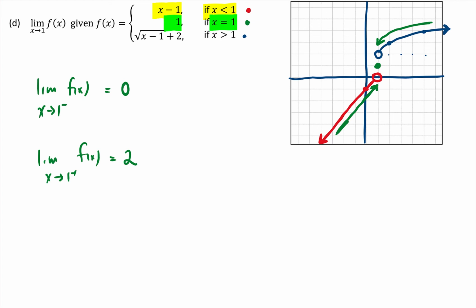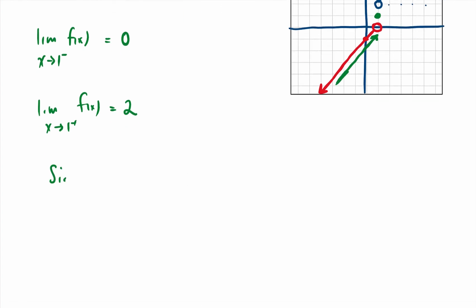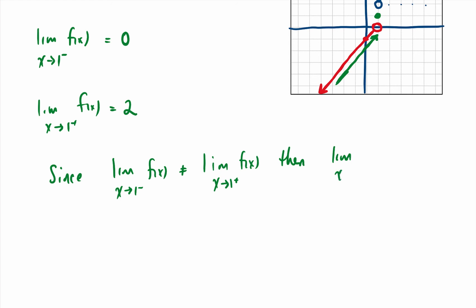So here's a scenario where the left-hand and the right-hand limits do not match up. And this means the limit at x equals 1 does not exist. They have to be the same, the left and the right, in order for the limit to exist. So since the limit as x approaches 1 from the left for this function does not equal the limit as x approaches 1 from the right, then the limit as x approaches 1 does not exist.